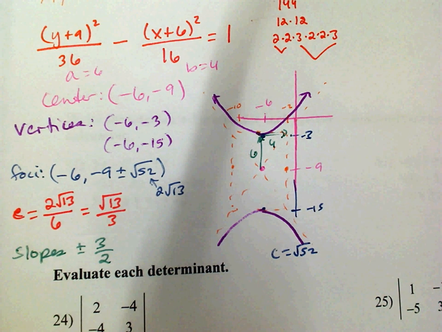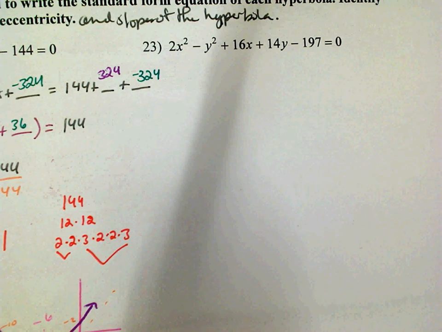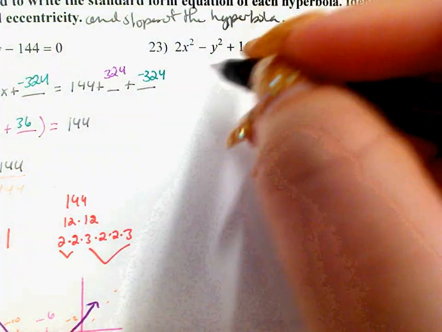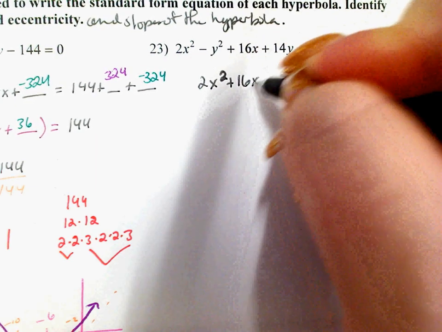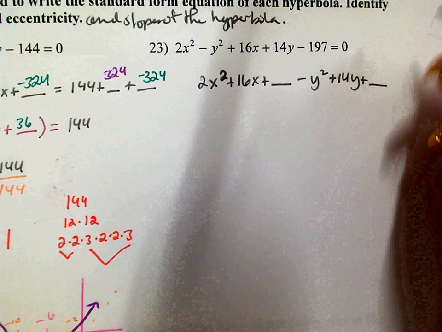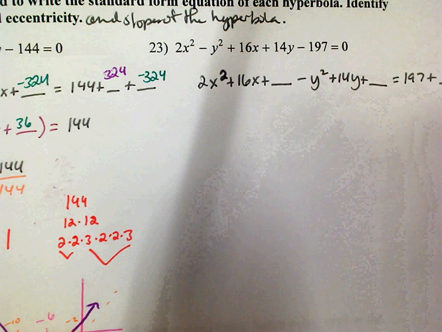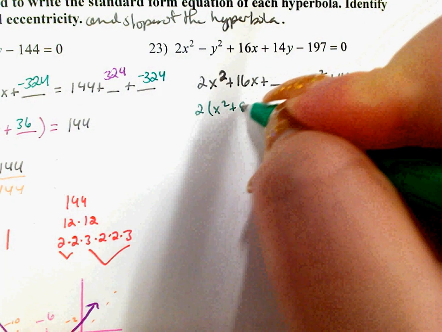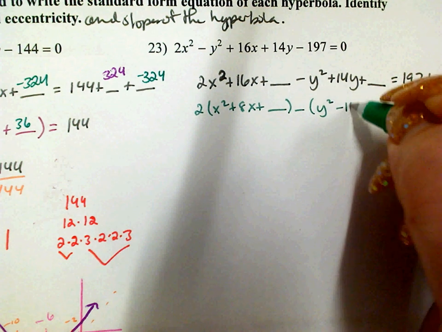On 23, we're starting with general form again, only this time the x is positive, so we're going to leave that first. So 2x squared plus 16x plus blank minus y squared plus 14y plus blank equals 197 plus blank. Although if you recognize that we're always going to be subtracting here, then we could just put minus. We're going to factor out a 2, and we're left with x squared plus 8x plus blank, minus, we're going to factor out the negative, y squared minus 14y plus blank equals, and we'll figure that out.